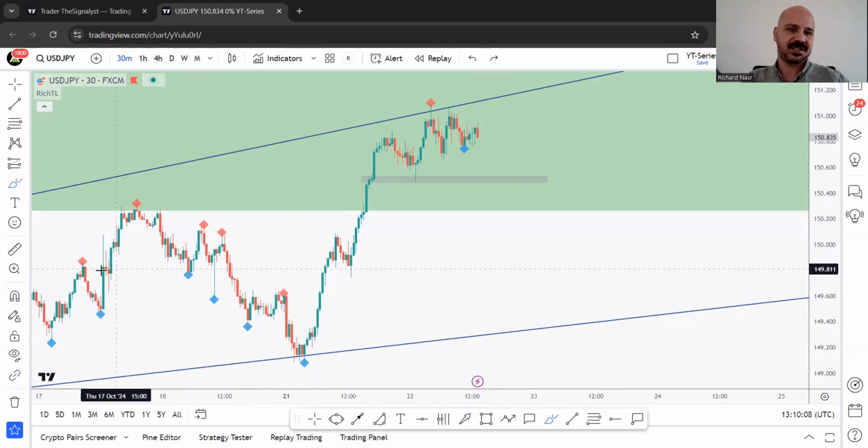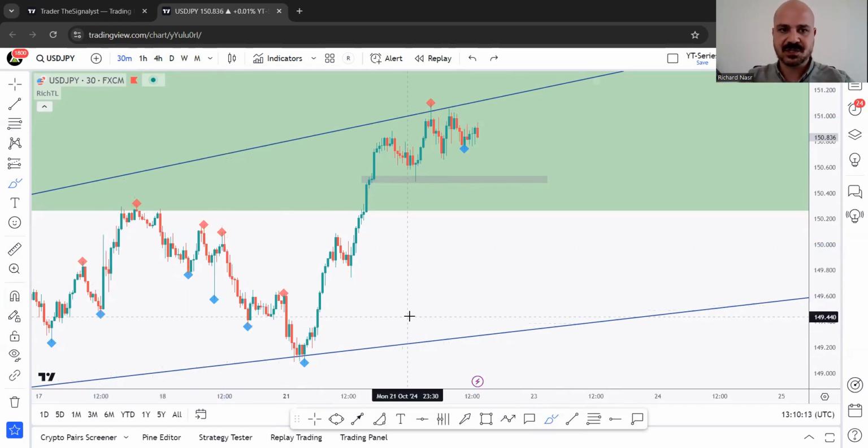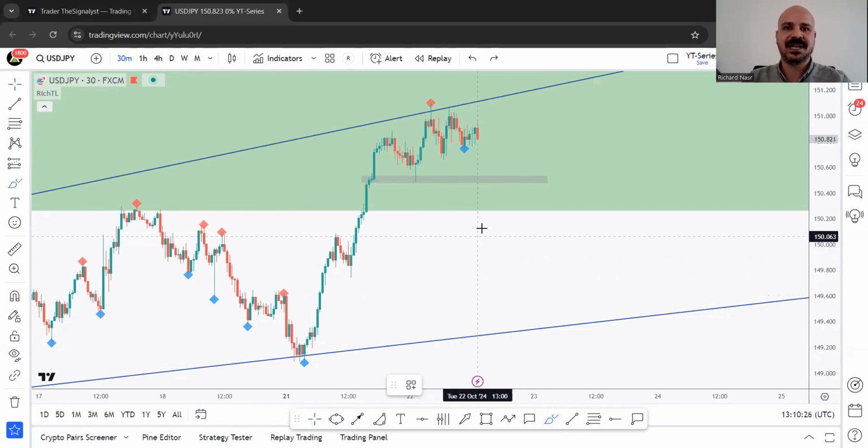So the trigger would be just like previously, for example, a break below the low. Of course, we have customized patterns and so on, but we can go for the basic ones like a double top, head and shoulders, trend line, and so on. But let's keep it simple for now.